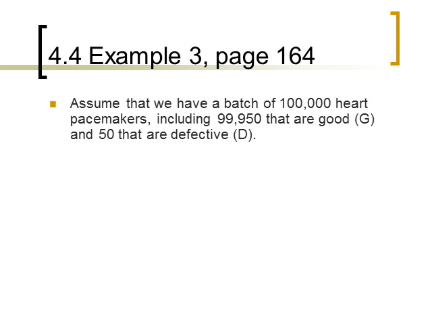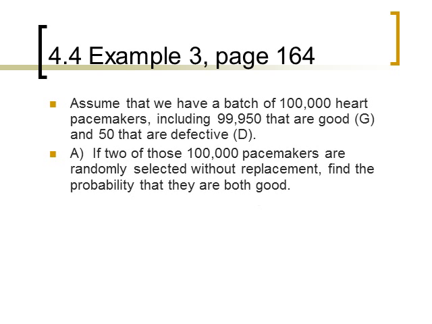Here's example 3 on page 164. Assume that we have a batch of 100,000 heart pacemakers, including 99,950 that are good, G, and 50 that are defective, D. If 2 of those 100,000 pacemakers are randomly selected without replacement, find the probability that they are both good. So recall that without replacement means that when we do the second selection, we have to change the totals because we're keeping the first one.